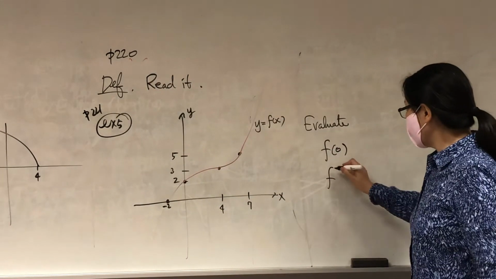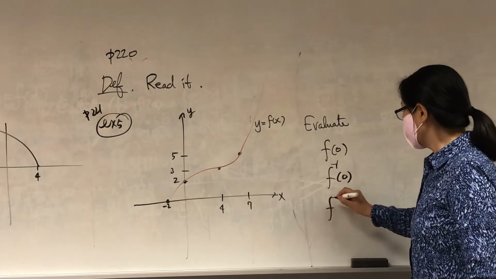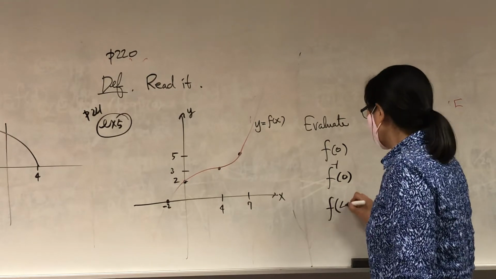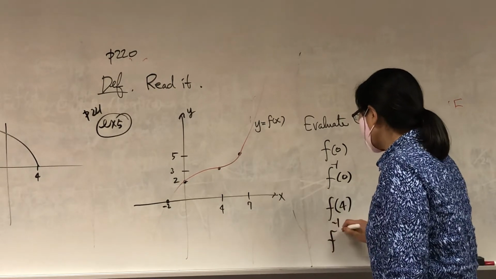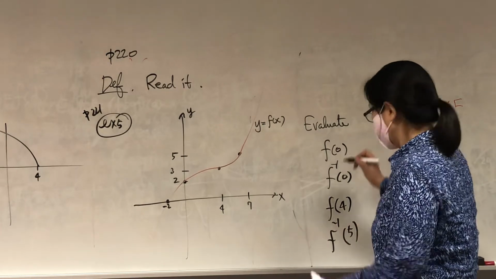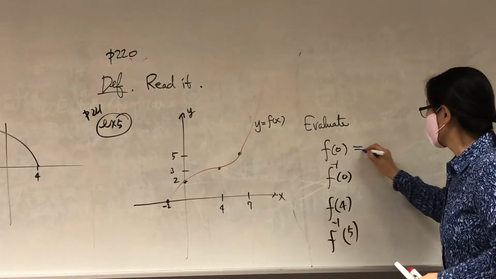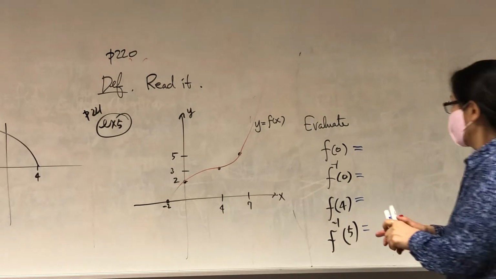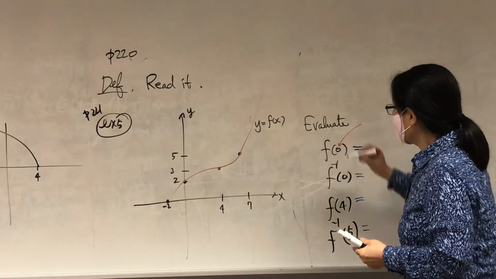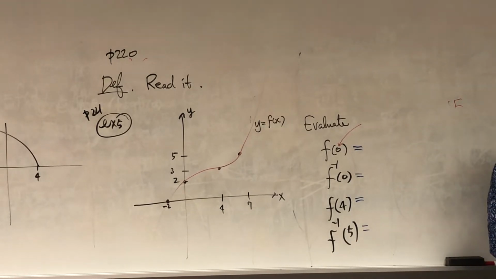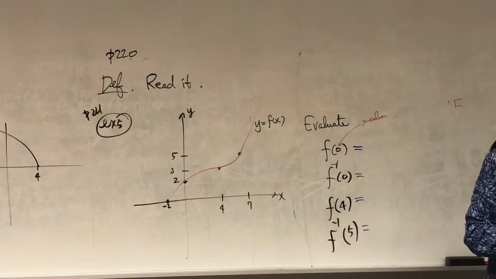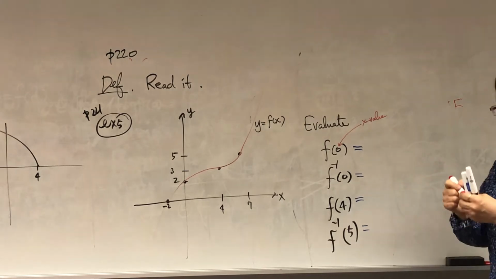What is the f inverse of 0? What is f of 4? What is f inverse of 5? Wait, you have f of 0. Is this value an x value or a y value? X value, good. And then f of 0 should be the y value, right? When x equals 0, what is the y value? 2. Good job.